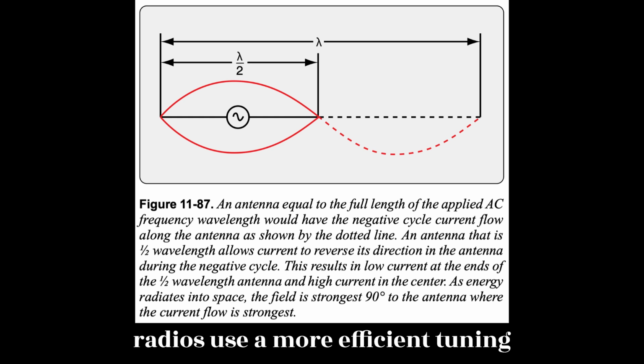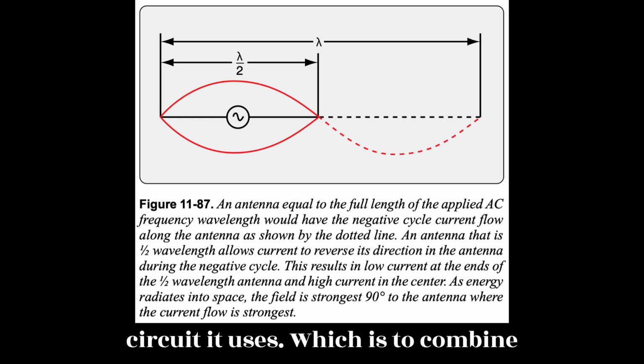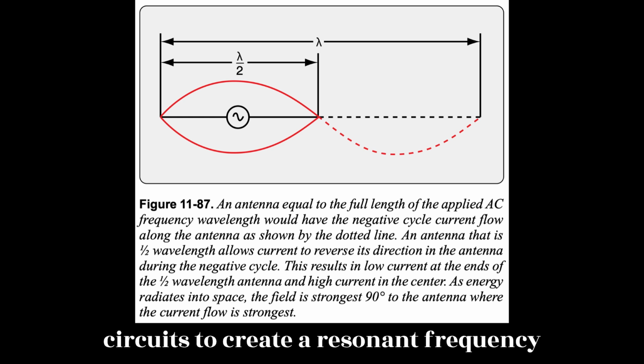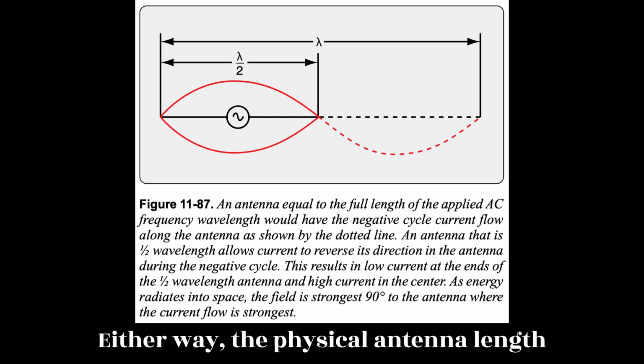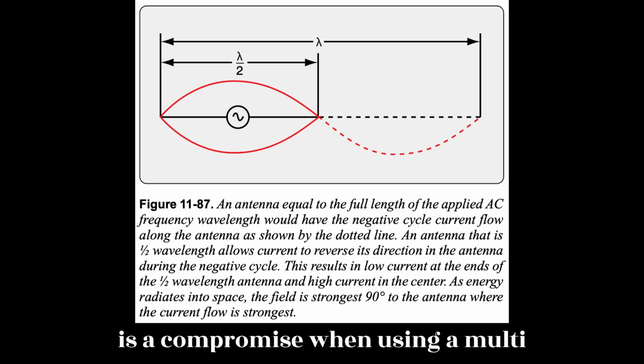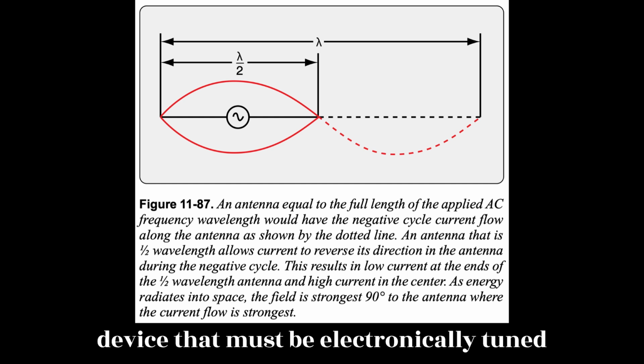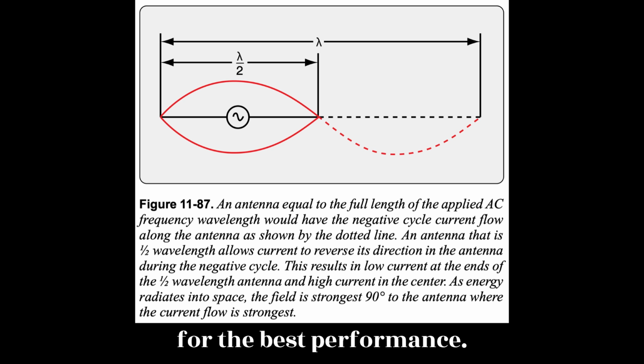Newer radios use a more efficient tuning circuit. It uses switches to combine frequencies from crystal-controlled circuits to create a resonant frequency that matches the desired frequency. Either way, the physical antenna length is a compromise when using a multi-channel communication or navigation device that must be electronically tuned for the best performance.